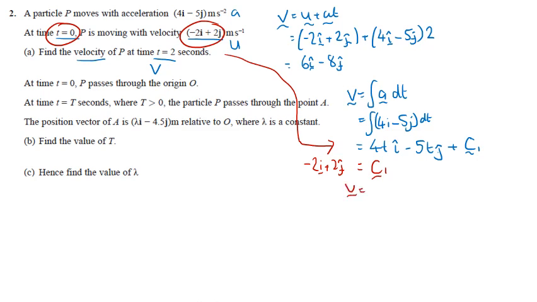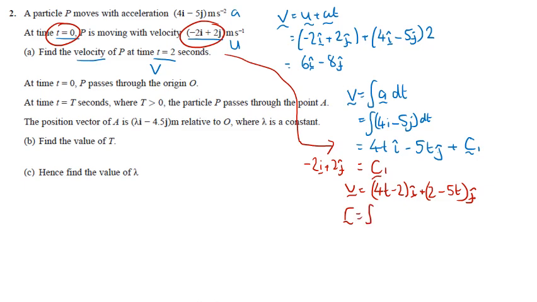So v is that. Let's just write it in full. Let's group the i bits together. So we've got 4t, and then we've got another minus 2 from the constant. So we've got that in the i direction, and then we've got minus 5t plus 2. So let's write that as 2 minus 5t in the j direction. Okay, now we need to integrate again.